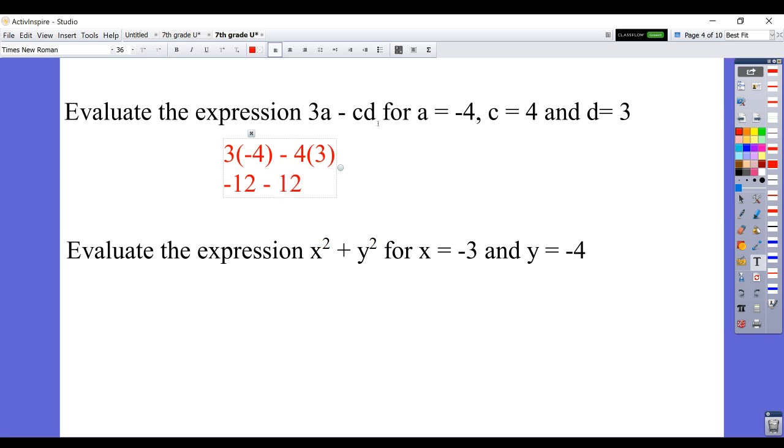Minus 12. And this is subtraction, so we're going to use our keep change. So we'll leave our negative 12 alone, we'll keep it. We'll change our subtraction to addition, and we'll change our positive 12 to a negative 12. So negative 12 plus negative 12 gives us an answer of negative 24.